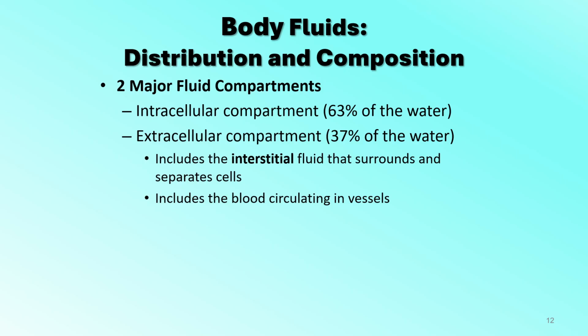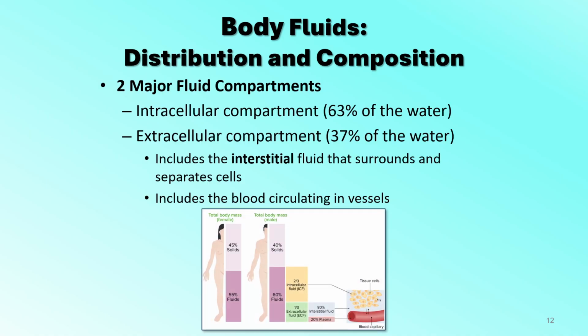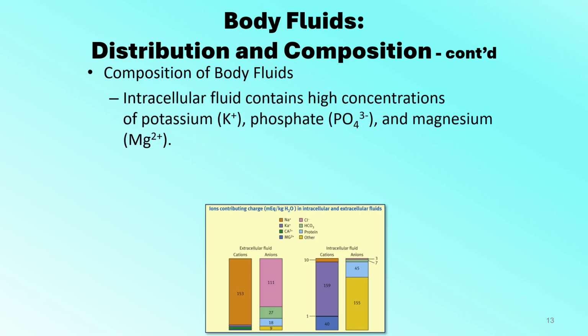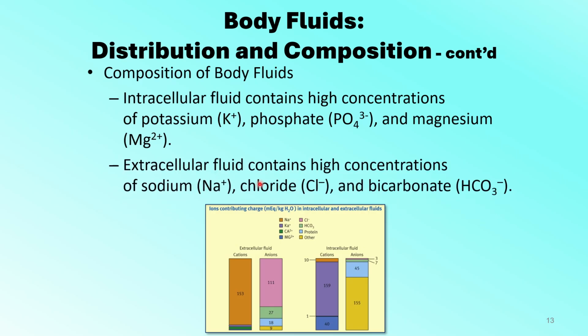This is a bit of a repeat as well. Two major fluid compartments, extracellular and intracellular. The extracellular includes interstitial fluid and a small component of blood plasma. So this is a reiteration of the previous slides. And a reminder that extracellular fluid has high levels of sodium and chloride. Intracellular fluid has high levels of potassium, phosphate, magnesium, whatever. Extracellular fluid has high sodium, high chloride, yeah, a little bicarbonate in there as well.